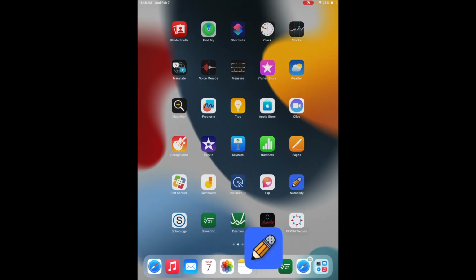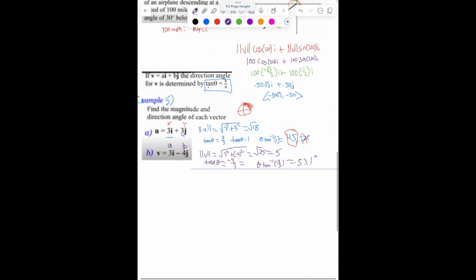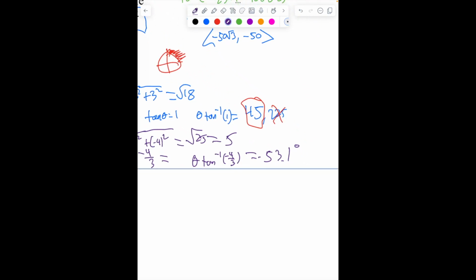Now, my answer is negative 53.1 degrees. That doesn't really make too much sense. So because it doesn't make sense, I'm going to add 360 degrees. I'm just going to go around my circle one more time. I'm going to complete one whole wrap around my circle and end up in the exact same spot. So negative 53.1 degrees is actually 306.9 degrees. They are the same thing.